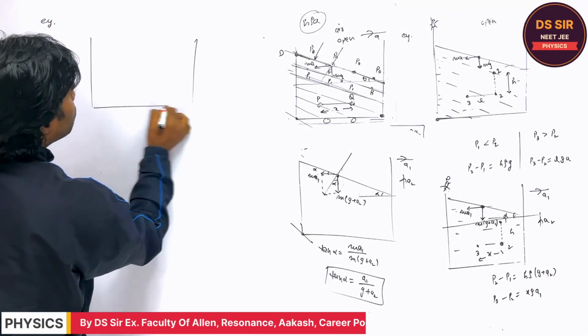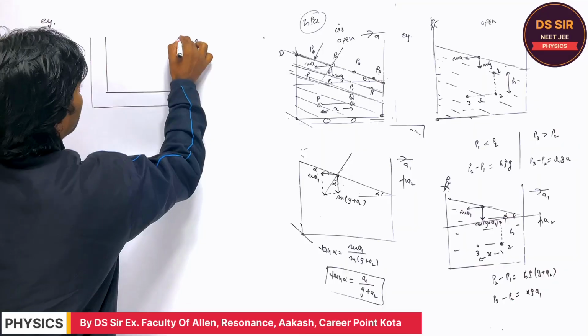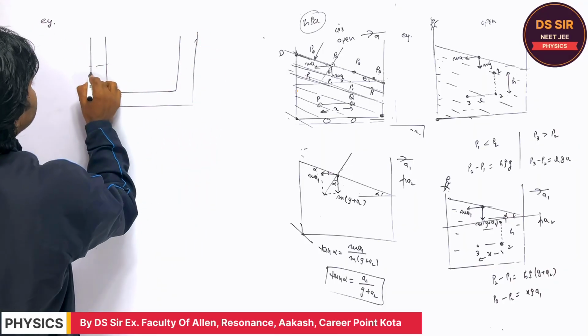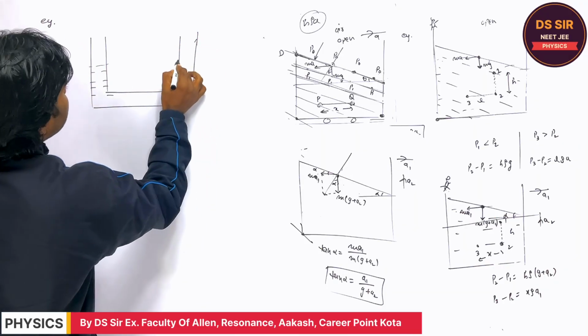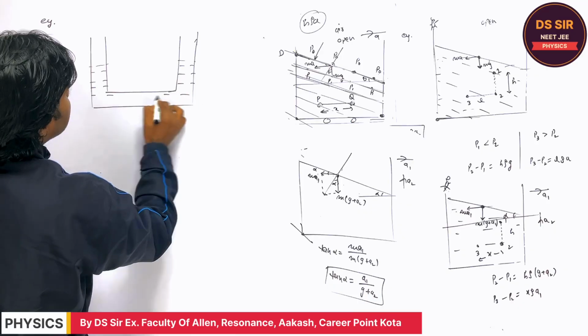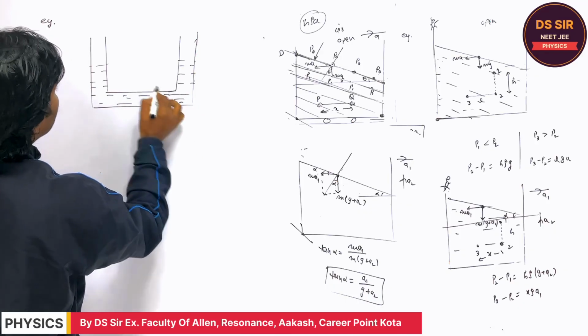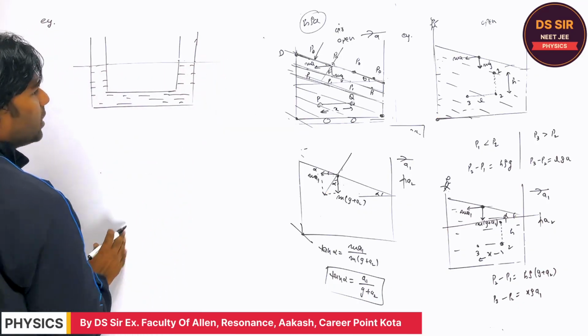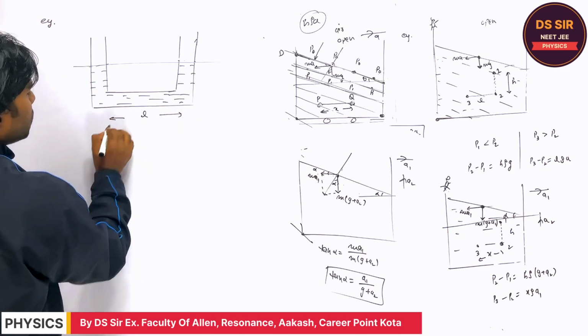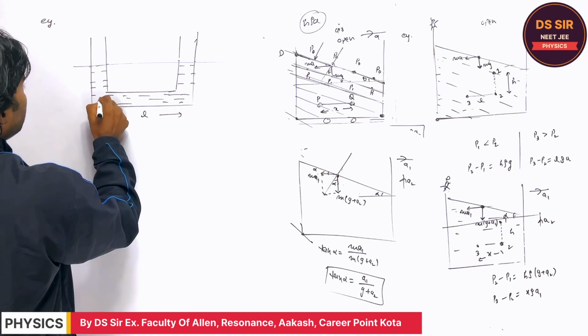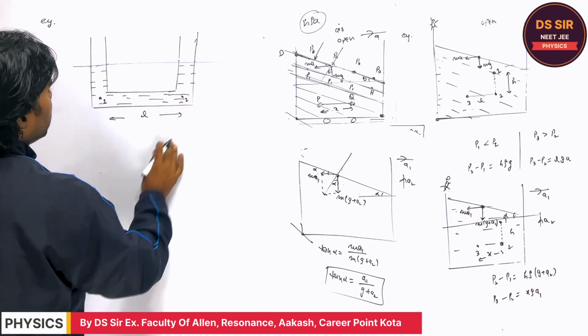Suppose this is the U-tube, right? And the water is filled like this at the same horizontal level. Fine. If it is at rest, the horizontal level will be the same. Is it clear or not? If this is the length L, you can assume this is the point 1 and the point 2.